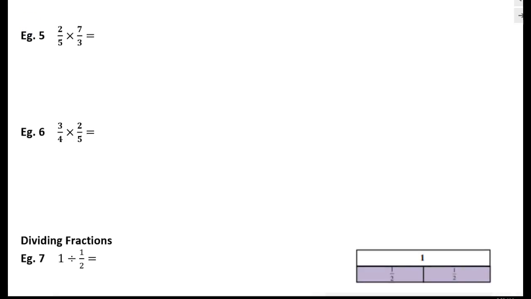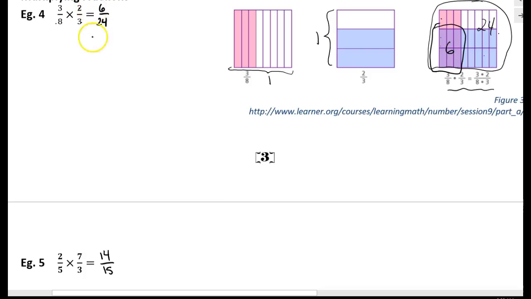So you want to pause the video, give these 2 questions a shot. Remember, numerator times numerator, denominator times denominator. Now remember what I said, and I totally didn't do it here. I was too caught up in just making sure we understood this whole array method. We can reduce this. 6 goes evenly into 24, and so we get 1/4 instead.